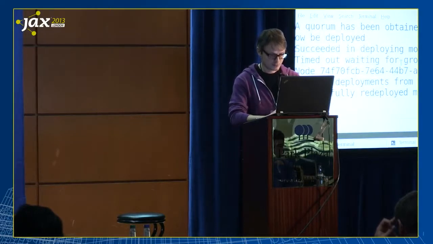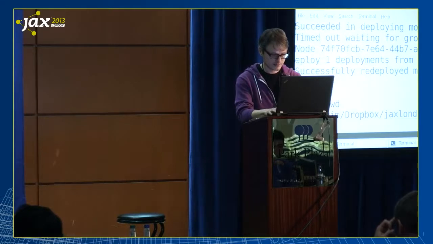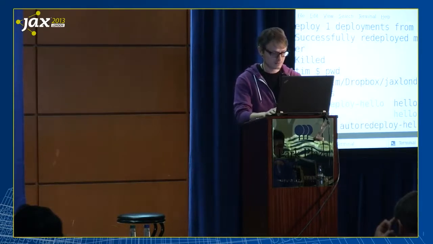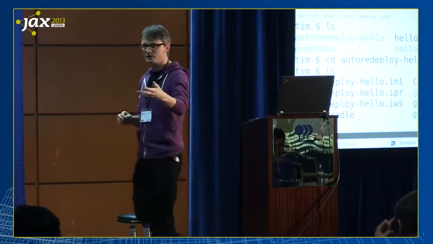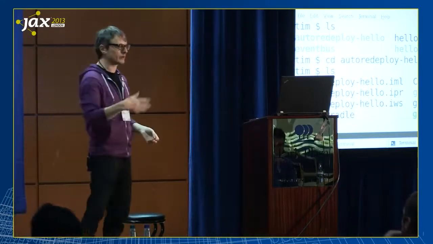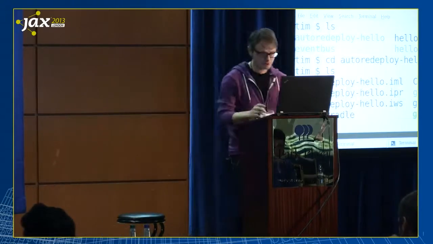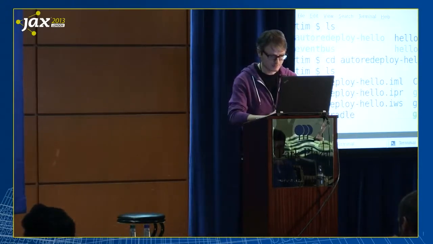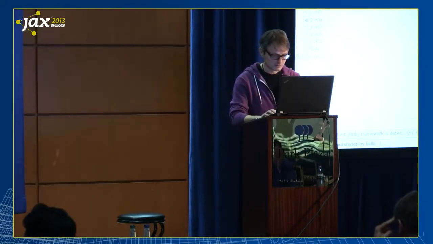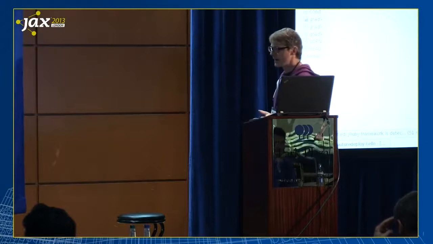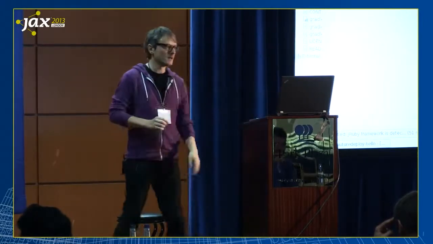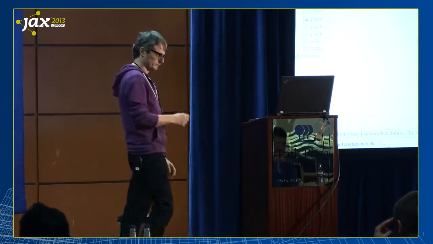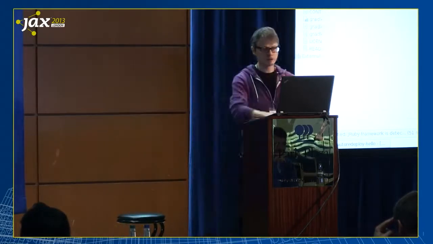So let's go to the directory. I have a directory here, auto redeploy hello. Right, so this is a Gradle project created from the Gradle template project that basically creates a Vert.x module. And I'll just show you that in the IDE. Basically, it's again the same example from before, event bus published to the newsfeed. And this one is written in Ruby this time. And it's just going to say some news from Ruby.